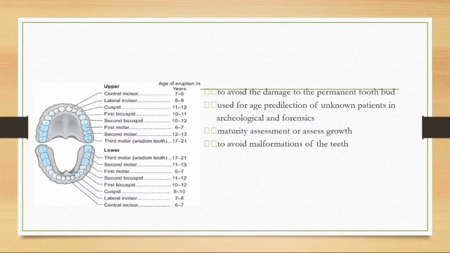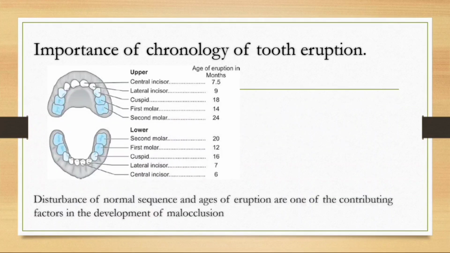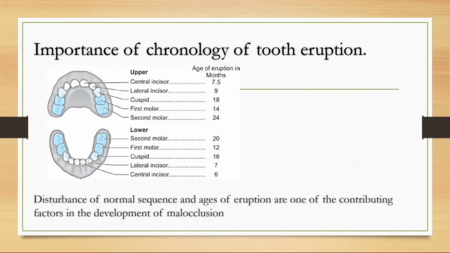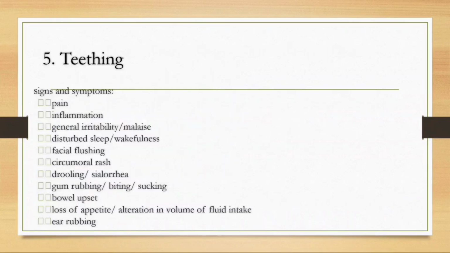Also, to avoid damage to the permanent tooth bed, and for age estimation of unknown patients in archaeological and forensic work, all can be done by knowing the chronology of tooth eruption, and by maturity assessment or assessing the growth. All can be done by understanding the chronology of tooth eruption.